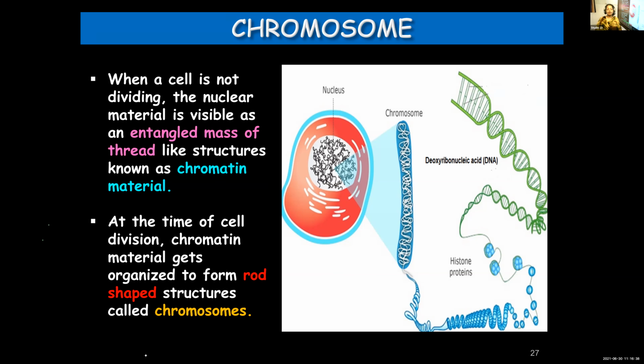And what is the function of a chromosome? They carry genes, and also what else do they carry? They carry information for the inheritance of characters from parents to offsprings in the form of DNA molecules. Offsprings means children, the young ones.